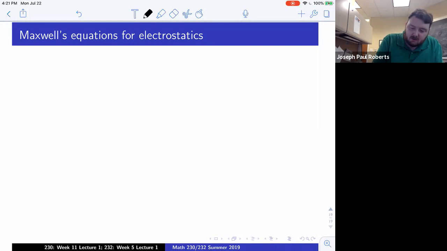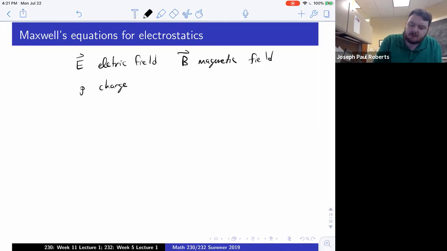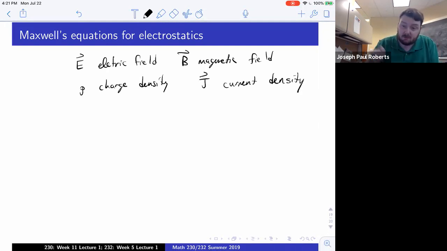So, okay, what do we need for electrostatics? We have something called the electric field, E, we have something called the magnetic field, B, we have something called rho, which we'll call the charge density. And then J will be the current density. The current density is a vector valued density because current has a direction associated with it.